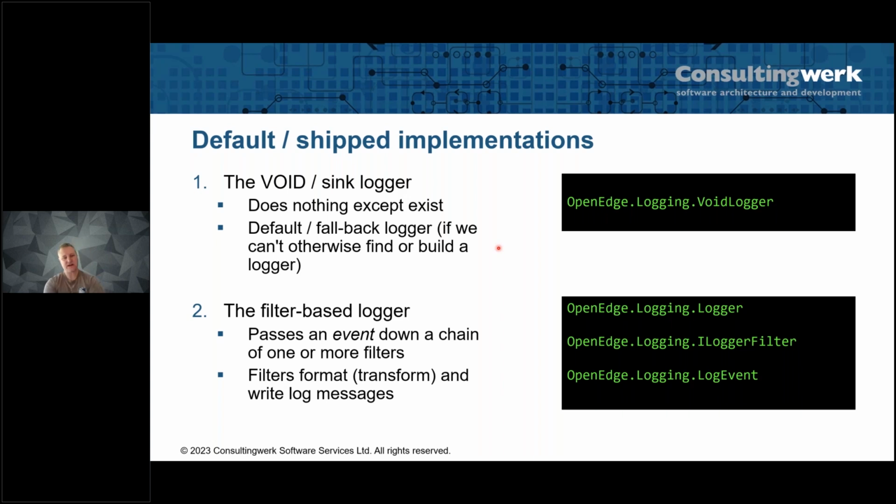The more interesting one is the filter-based logger called logger. Maybe it should have been called filter logger, I don't know. But this is a filter-based logger, and it passes a log event down a chain of one or more filters. The job of filters is to transform or format that message, or append to it, or modify the message, and then also to write log messages out. They work in a particular order. They define it in an order and they run through it in that order. A lot of customization can happen there, but that adds the value to the log messages.